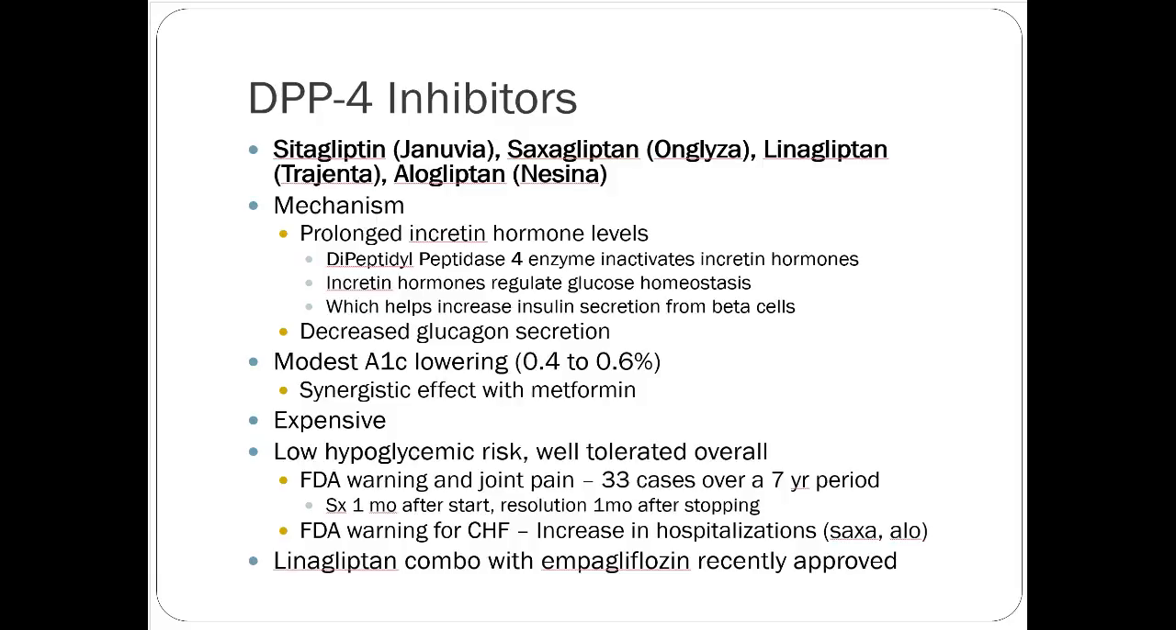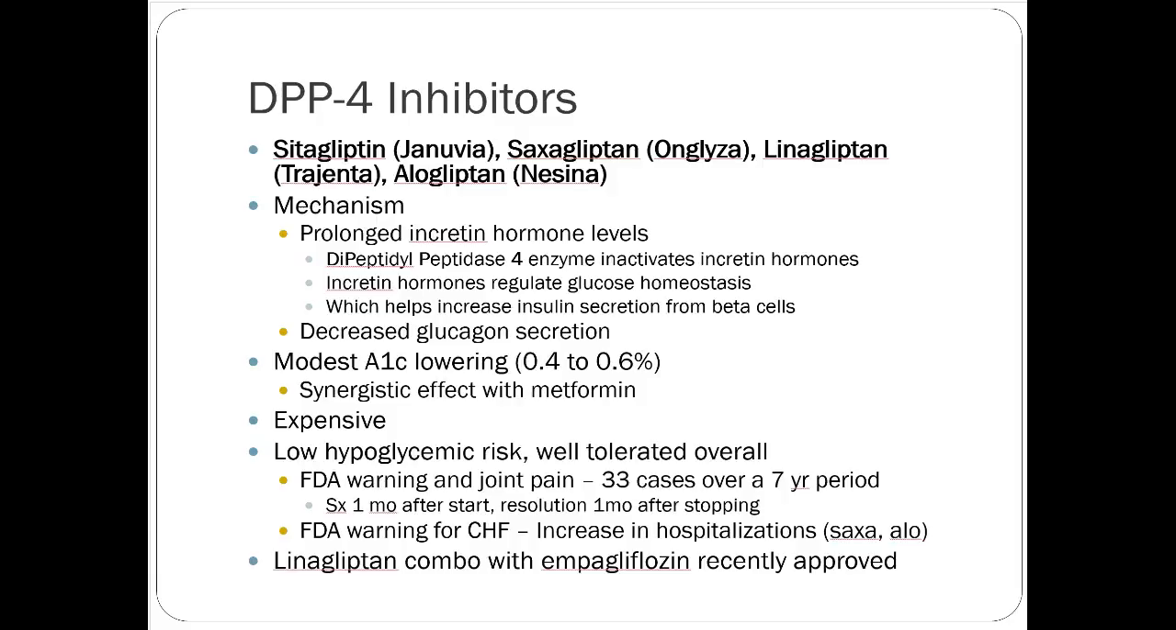The FDA does have a warning out about joint pain. So there are 33 cases over a 7-year period, so not a lot, but it is something that exists, and they did put a warning on it. The symptoms happen 1 month after starting, and they resolve 1 month after stopping. If you actually see this happen in clinical practice, congrats, because there haven't been a lot of documented cases, but it is possible. So start somebody on a DPP-4, and they end up having sudden joint pain, that's maybe the cause.